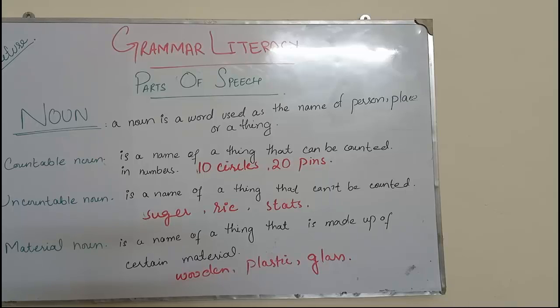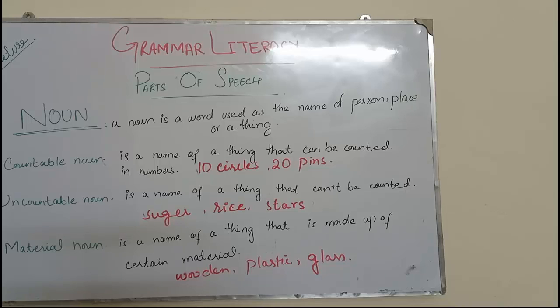And what is an uncountable noun? An uncountable noun is the name of a thing that cannot be counted. Now, the sugar, the rice, the stars. Sugar, you cannot count it, one piece of sugar, two pieces of sugar. Sugar is a very small thing, a very small piece. It is in granular form. We have the grains of it. We cannot count 1 grain, 2 grains, 3 grains. This is not possible because it is in a bundle. So you cannot count the sugar.